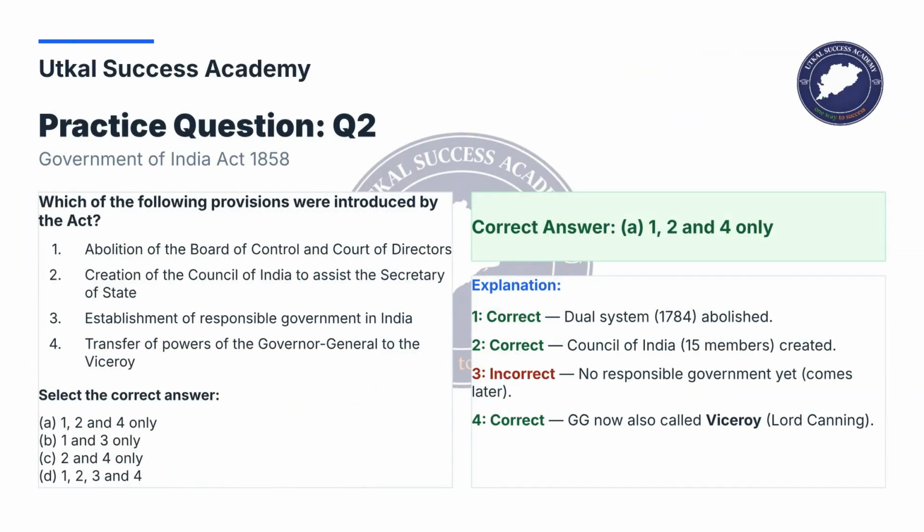Question 2. The Act abolished the dual government, created the Council of India, and transformed the Governor-General into the Viceroy. Responsible government was not established yet. Thus, statements 1, 2, and 4 are correct, making option A the answer.